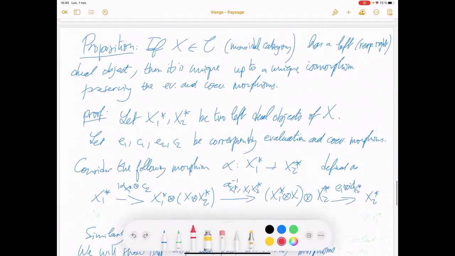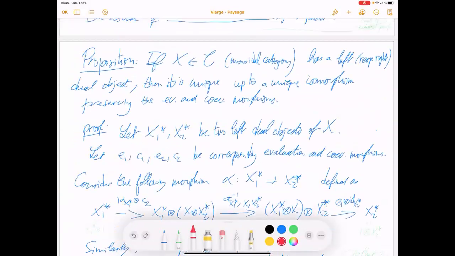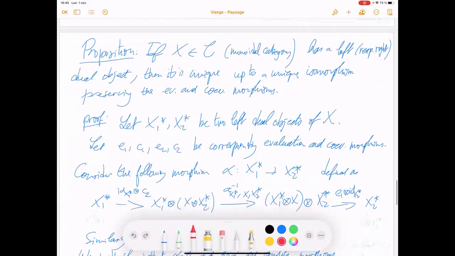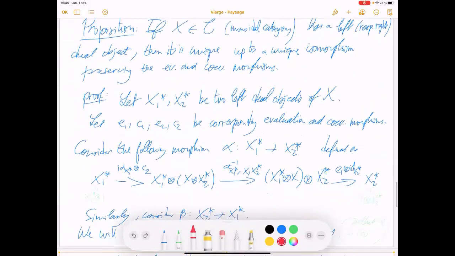Okay, so I will reread from here the proposition. We will show that if an object has a left or right dual object, then it is unique up to unique isomorphism.